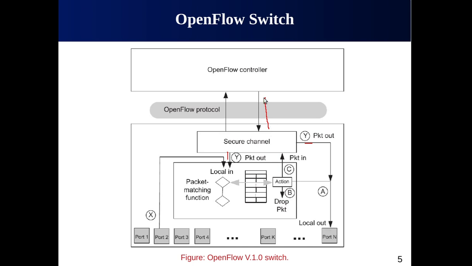Like there are two cases. The first case is just to directly route the packet to an output port, or just to send the packet to the matching function, the logical part here. So in the leftmost path Y case here, the controller indicates that it wishes to defer the forwarding decision to the packet matching logic.